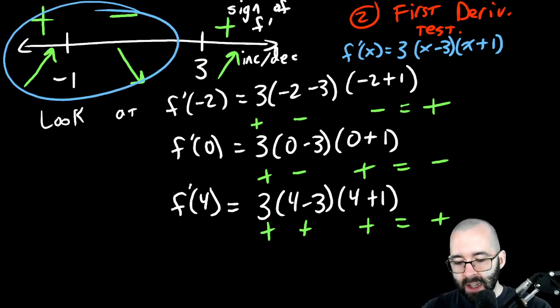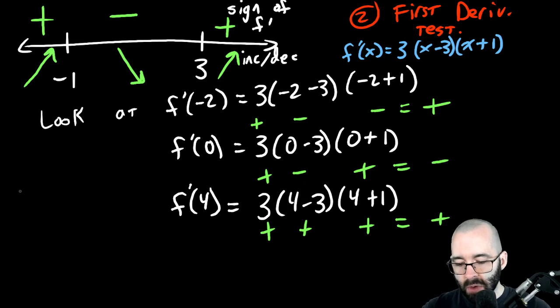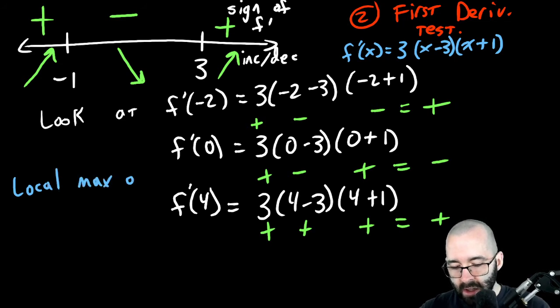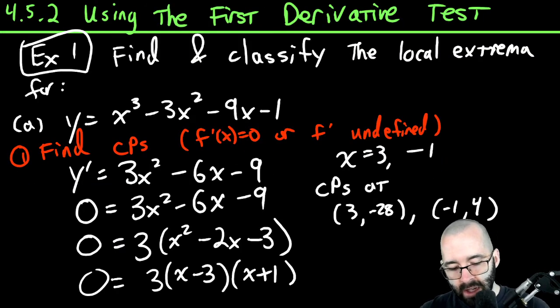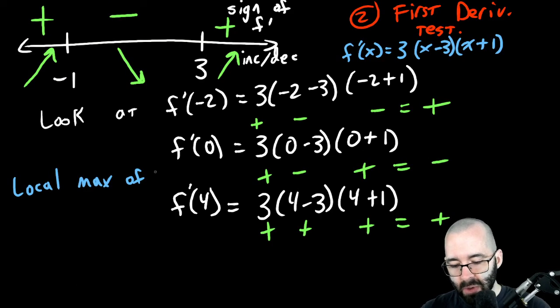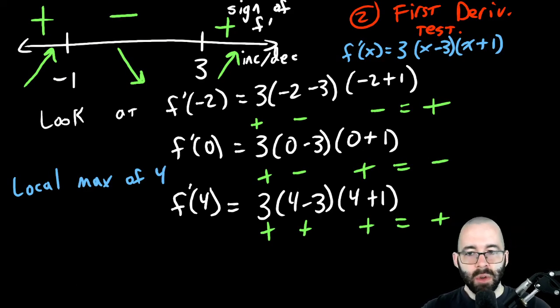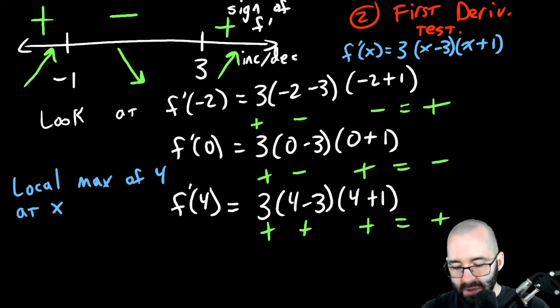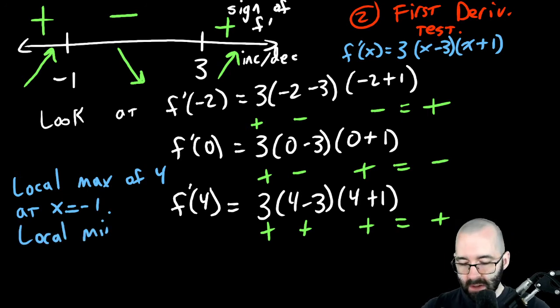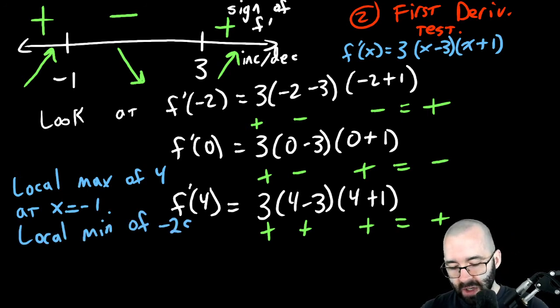Increasing to decreasing at -1 means local max. Up and then down is max. We're going to say there's a local max at -1, and the function value is 4. When we say local max, it's always the y value. Local max of 4 at x equals -1. And similarly, a local min of -28 at x equals 3. Again, assuming I plugged in my y values correctly.